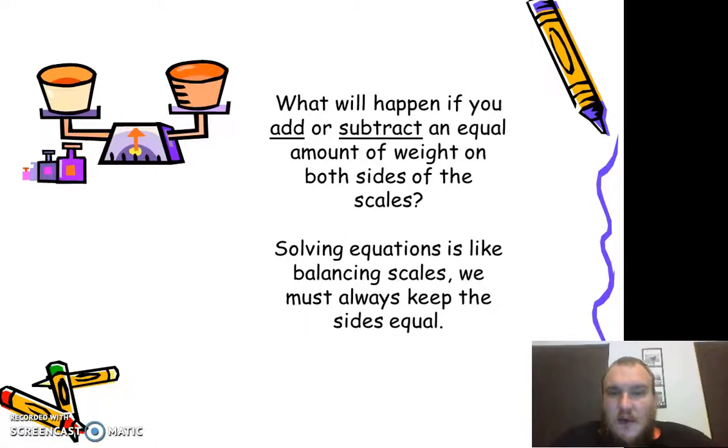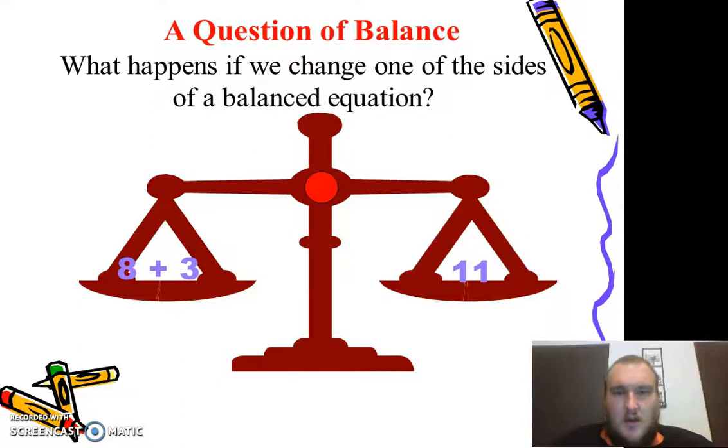What will happen if you add or subtract an equal amount of weight on both sides of the scale? Solving equations is like balancing scales. We must always keep each side equal. So that leads us into this fancy bit of work. What happens if we change one of the sides of a balanced equation?